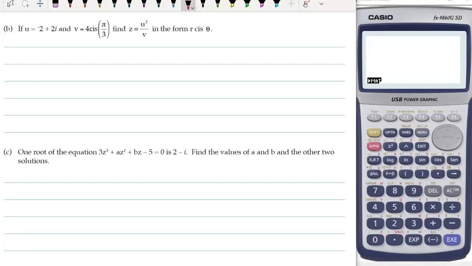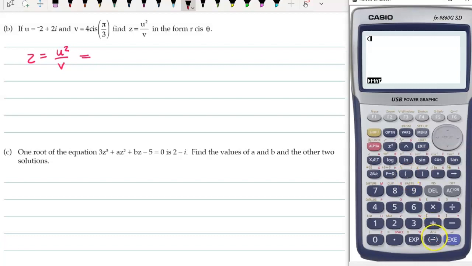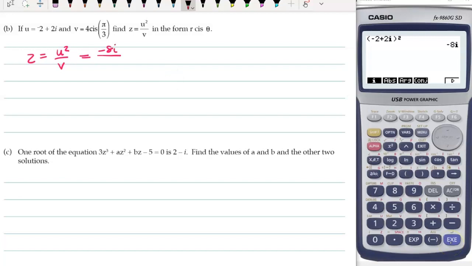For part 2, we've got Z is equal to U squared over V. Well, U squared, let's pop that into the calculator. We got minus 2 plus 2i, and then square that, gives us minus 8i over V, which is in polar form, and we're going to end up with it being in polar form. So I'm going to leave that as it is for now. So that'll be 4 cis pi by 3.